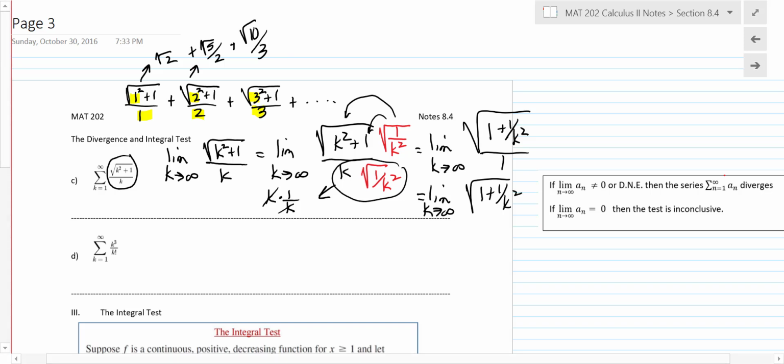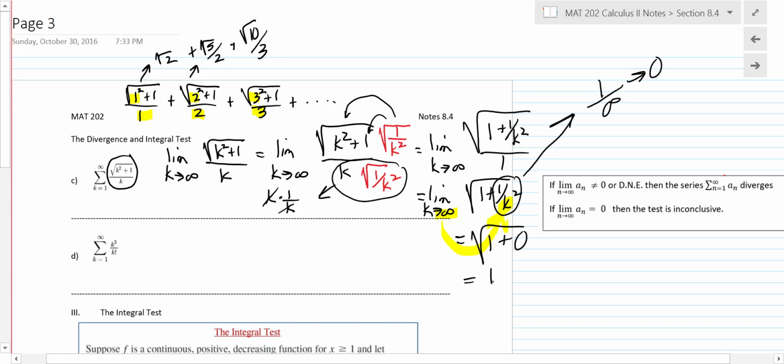Okay, now here's what happens. We're going to let k go to infinity. So can you see now in your head that that's going to go to 1? What is 1 over k squared going to go to? That's 1 over infinity, right? So where's it go? It goes to 0. So square root of 1 is going to be 1, so that's the answer to that limit, okay?